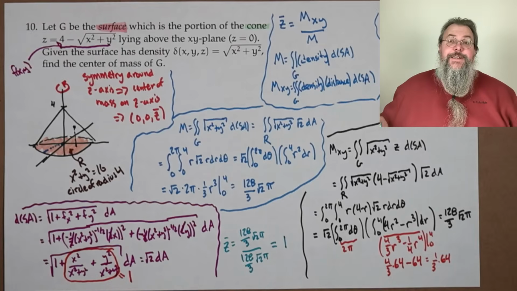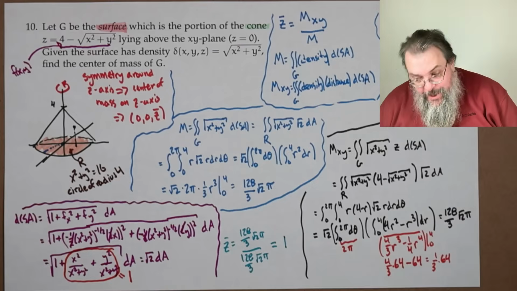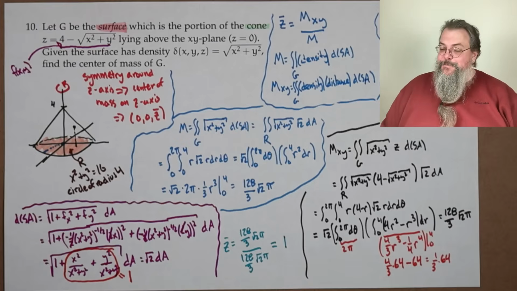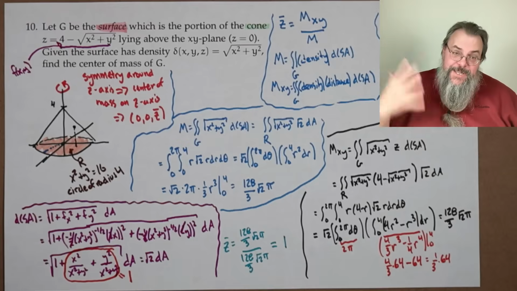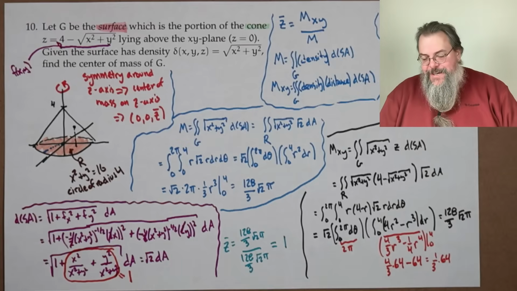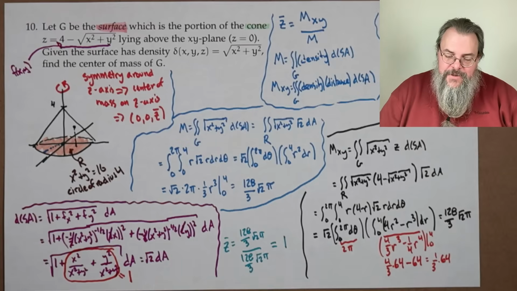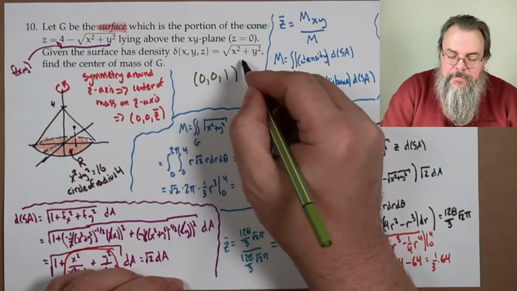And at this point, you're like, are you serious? All this work for 1? Or you could be like, wow, that's amazing. That's beautiful. I love math. Let's do this some more. All right. Well, anyways, that was the z-coordinate. Let's put it all together so that our final answer is 0, 0, 1.